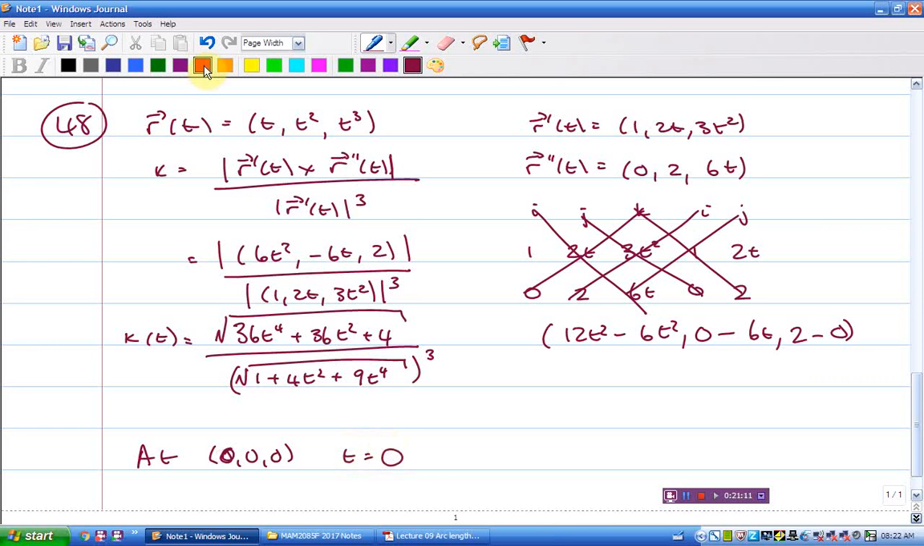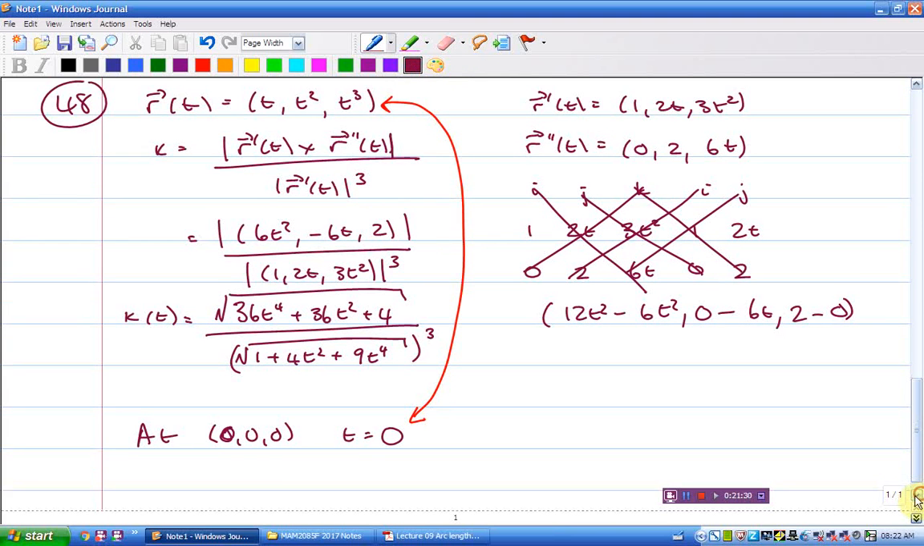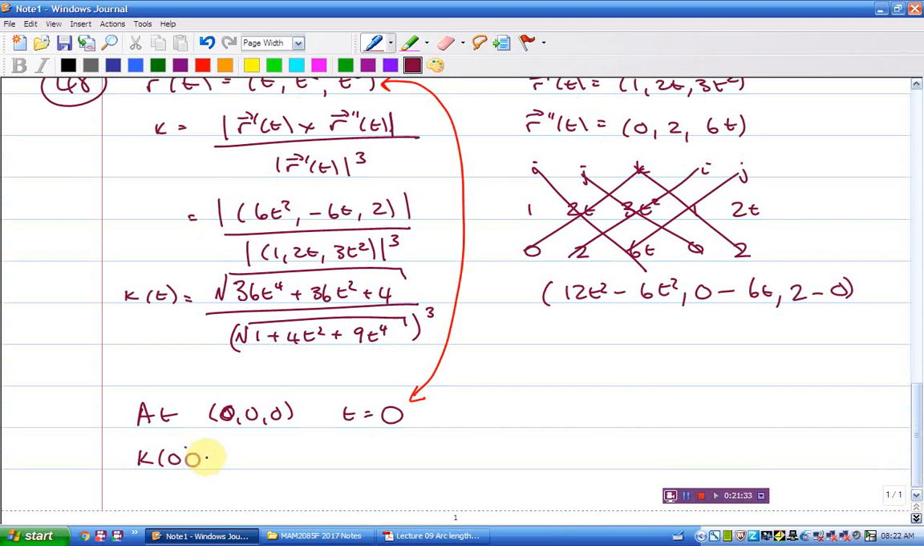Some people I know are not quite sure where I'm getting these from. What I'm doing is I'm asking myself, what t value do I need to plug into r in order to get that point? In this case, it was pretty obvious. It was 0. Sometimes it's not so obvious. You need to do a little bit of thinking. And so basically the question is asking us, what is kappa at 0? Square root of 4 over square root of 1 cubed. That's 2.